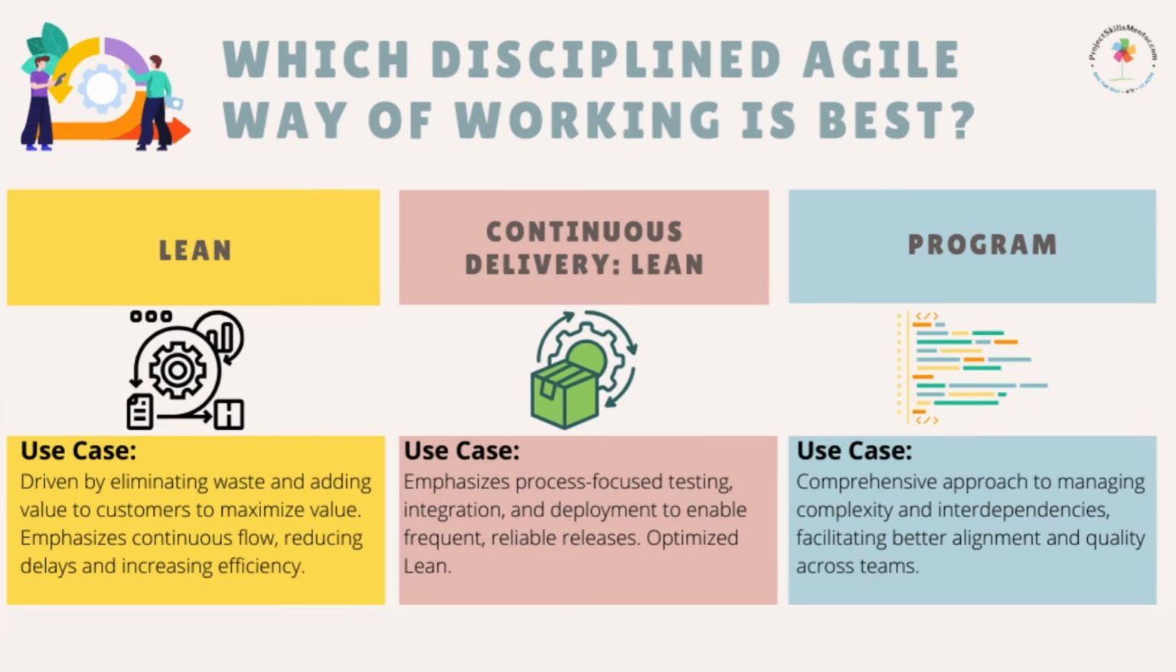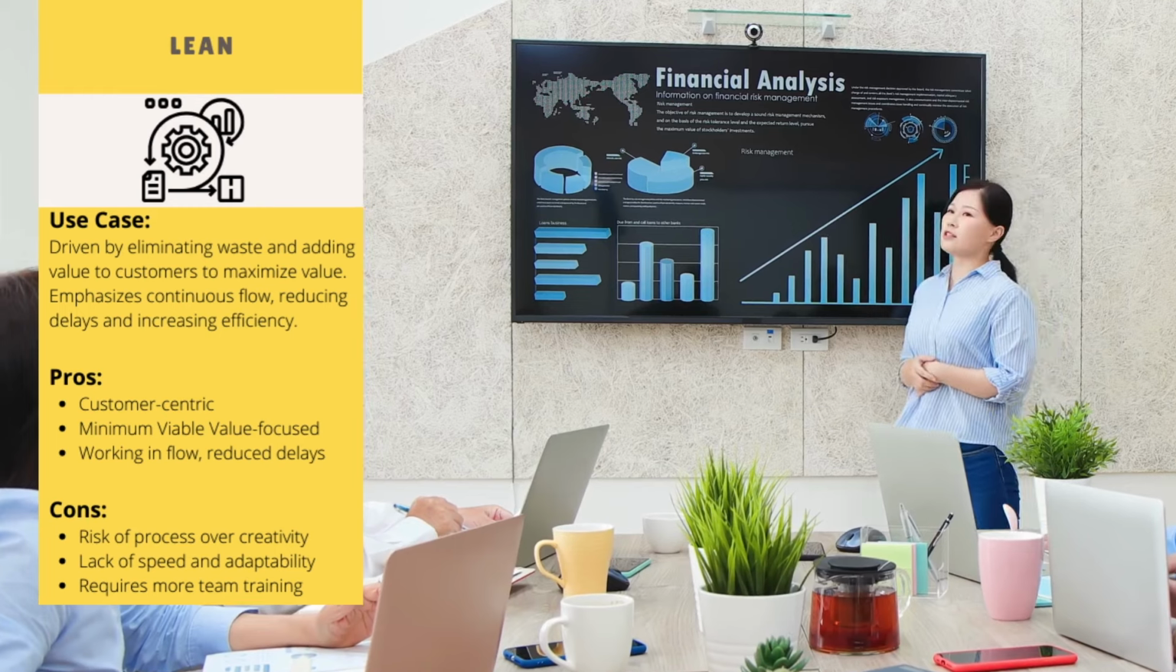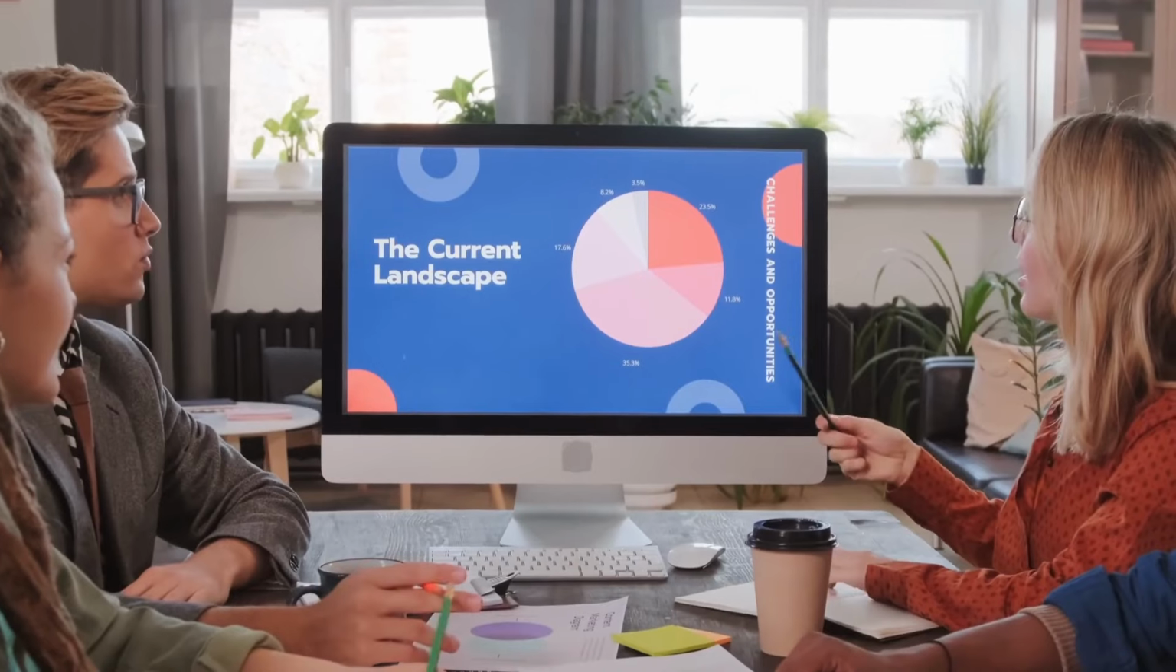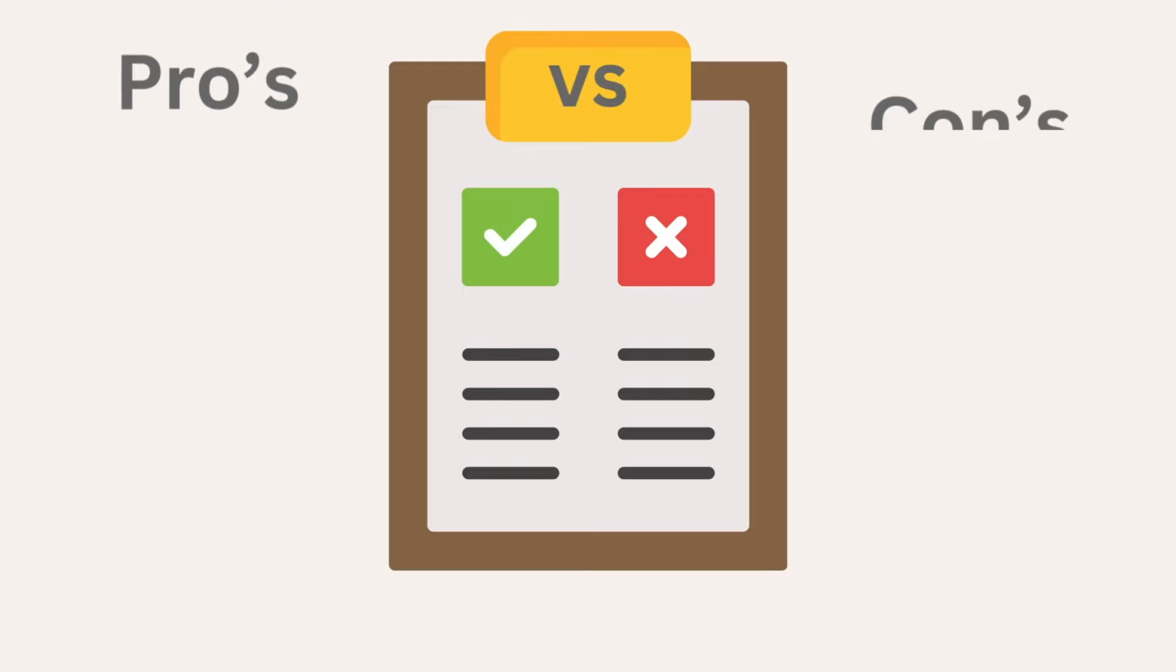Now we have options about lean way of working. In the lean model, we go from lean to continuous lean to program. Lean is driven by eliminating waste and adding value to customers to maximize the value. It's trying to reduce delays and increase efficiency. The pros are it's customer-centric, minimum viable value focused, and focuses on working in the flow, failing fast. Lean can do all of those things, but here are the risks.